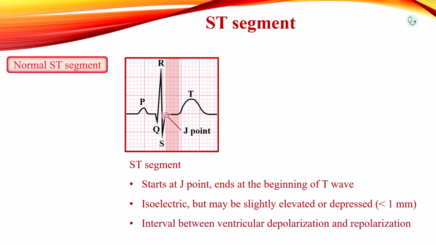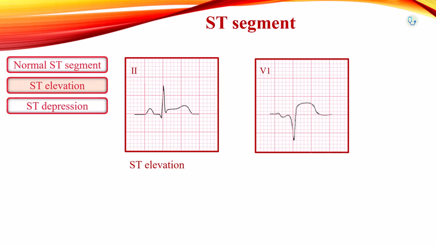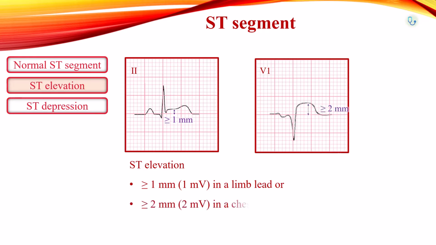The most important cause of ST segment abnormality, ST elevation or ST depression, is myocardial ischemia or infarction. ST elevation is significant if there is at least 1 mm or 0.1 mV elevation in a limb lead, or 2 mm or 0.2 mV elevation in a precordial lead, relative to the PR or TP segment. These criteria have a false positive rate of 15 to 20% and a false negative rate of 20 to 30%.